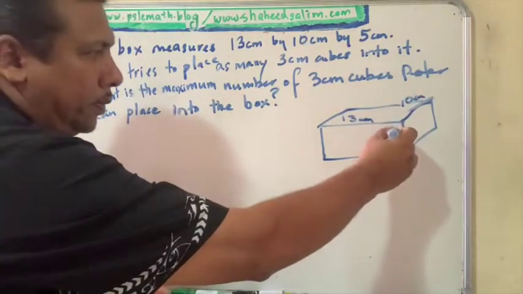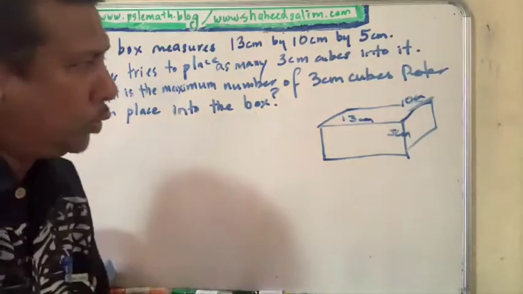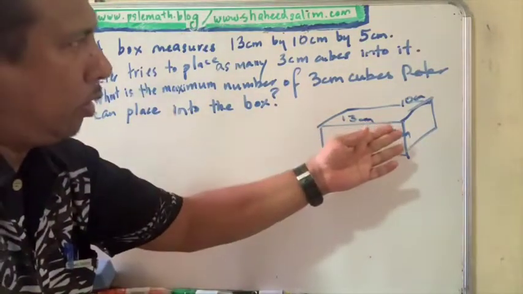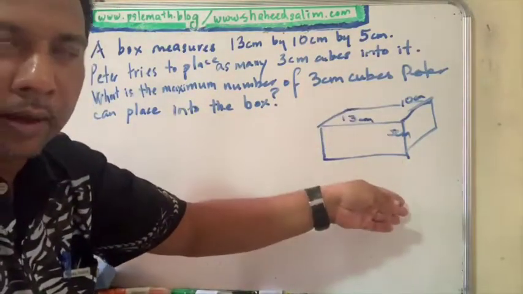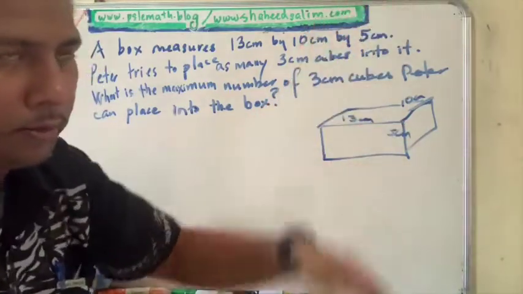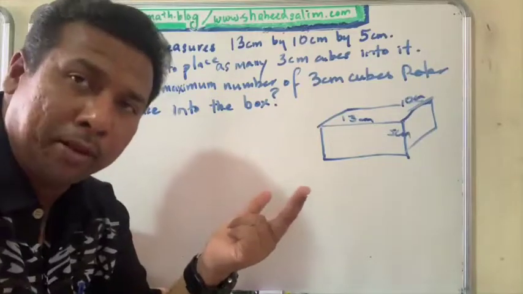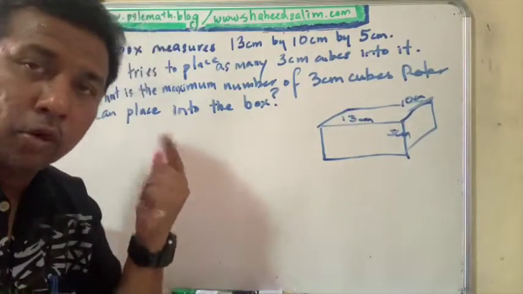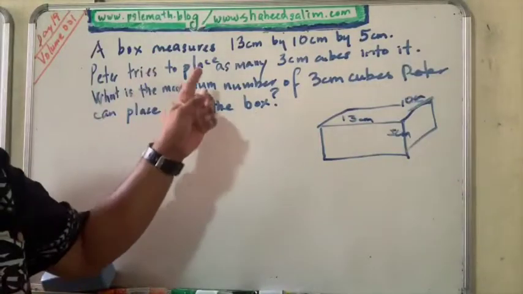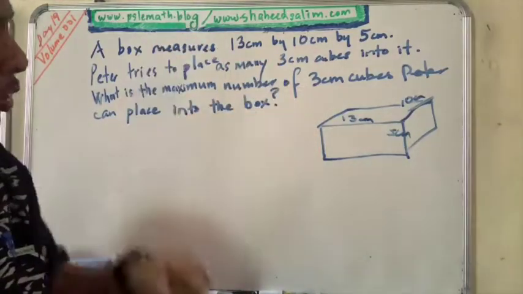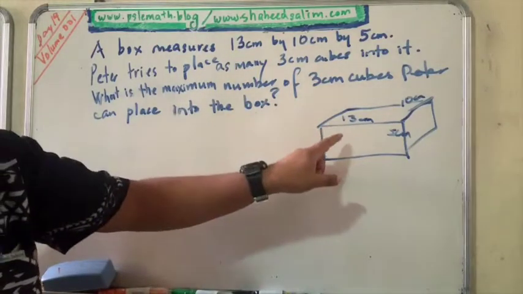Now some may ask, how do we know it's not 13 cm long, 10 cm high, and 5 cm wide? Well, normally it's length followed by breadth and then height. Normally. Peter tries to place as many 3 cm cubes into this box.